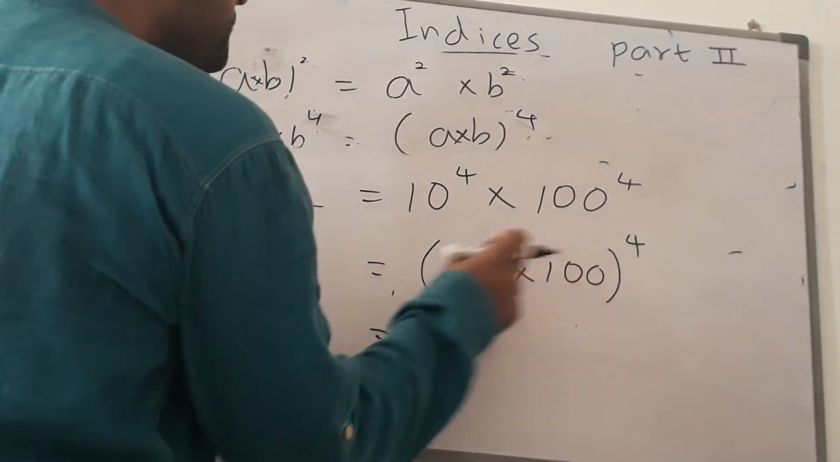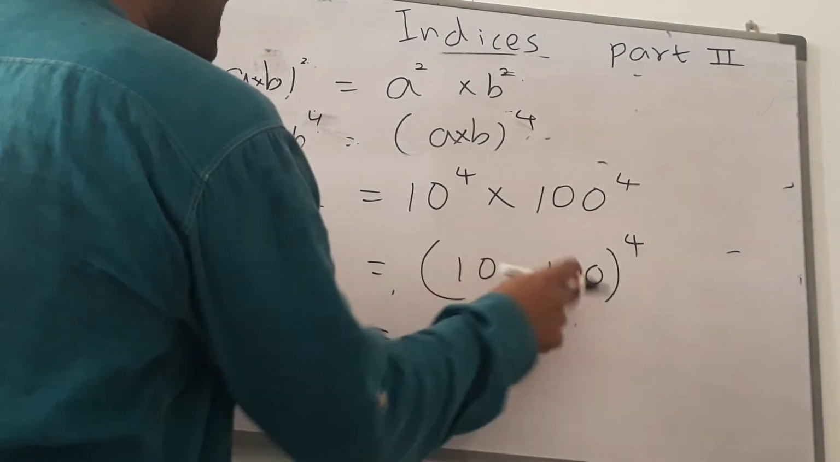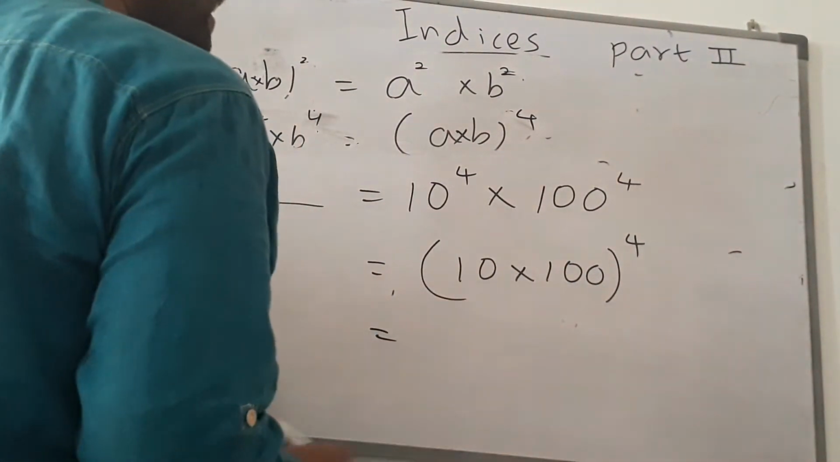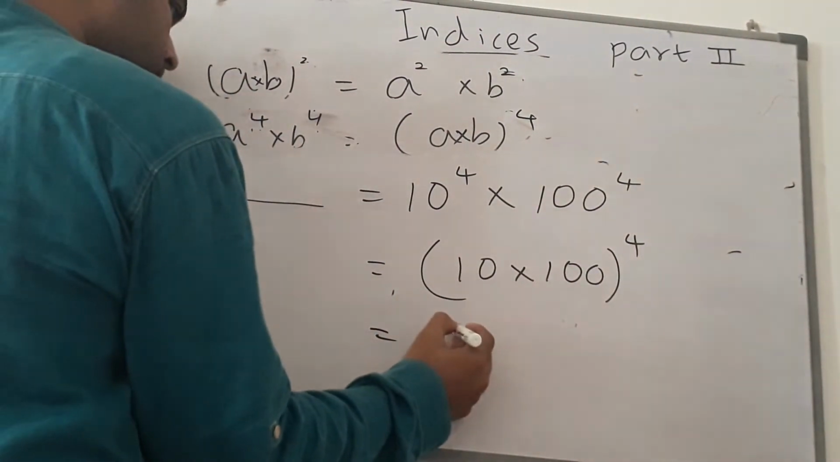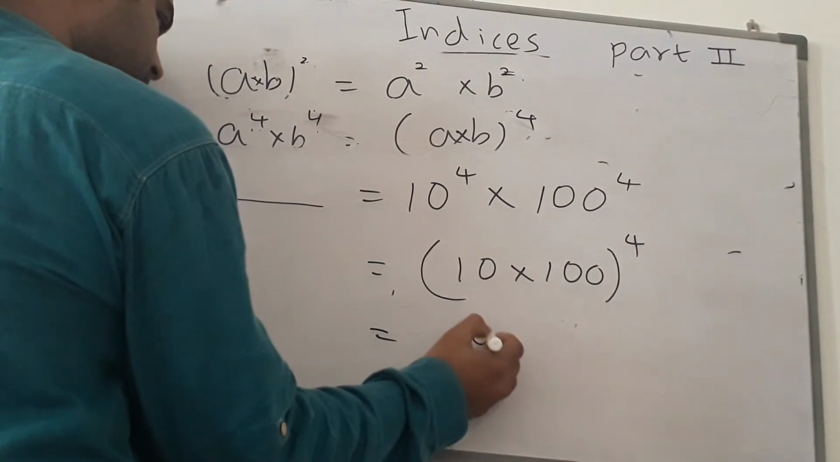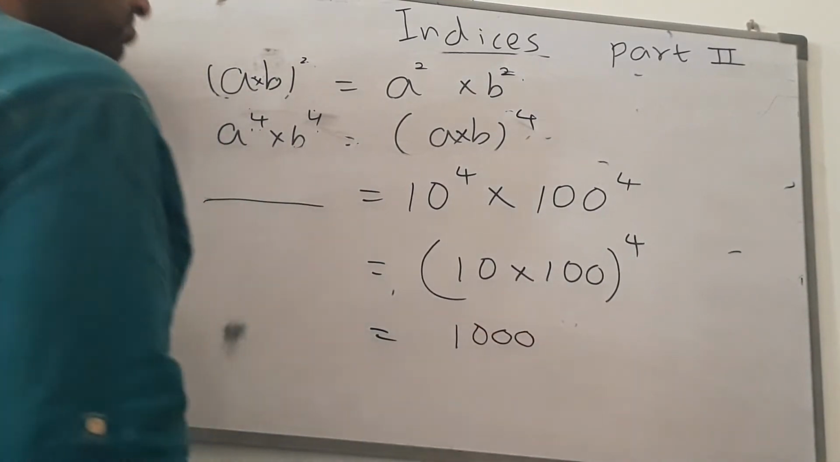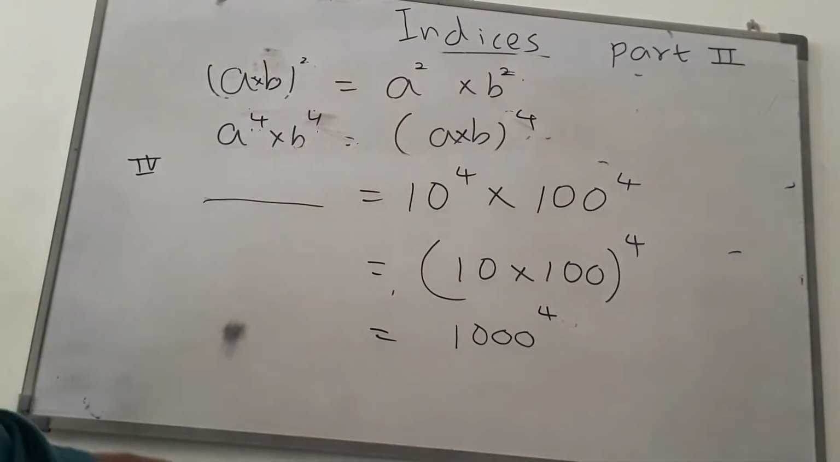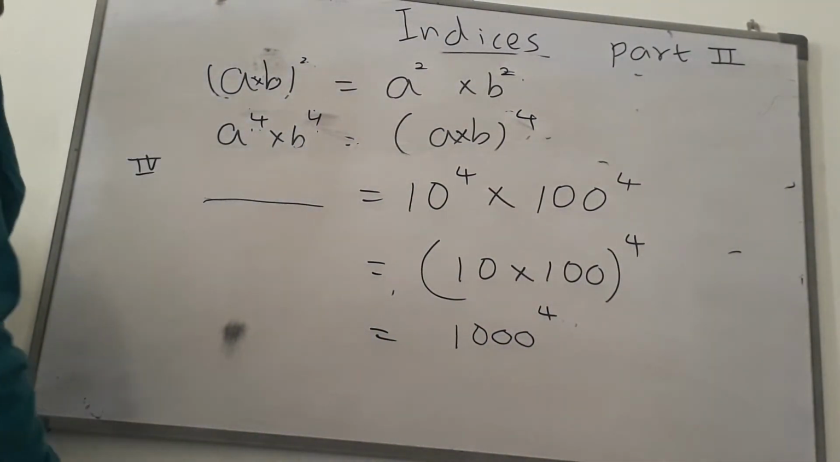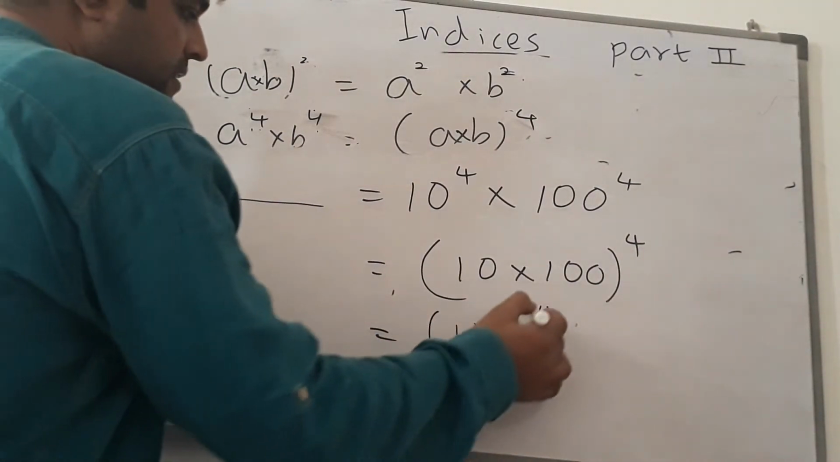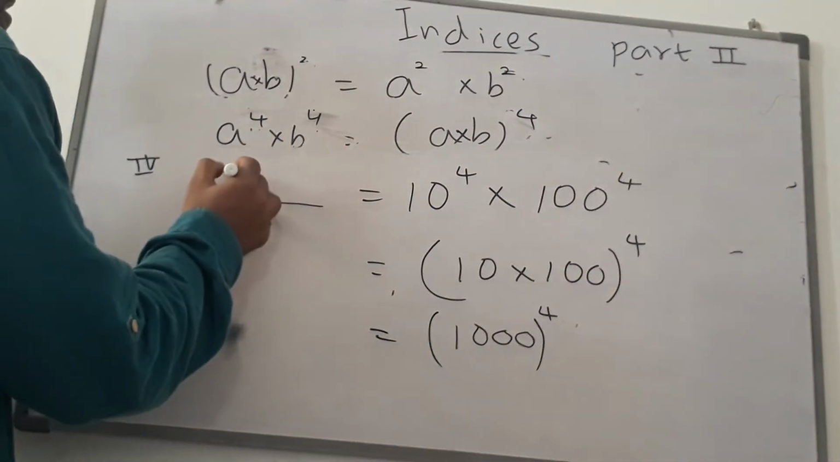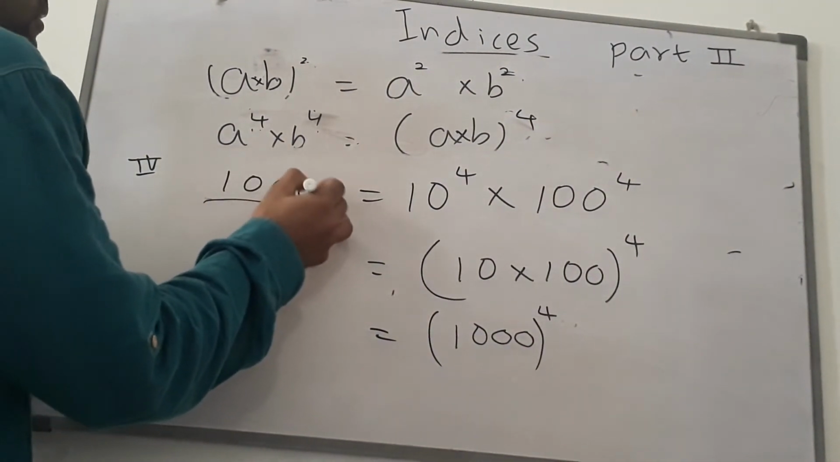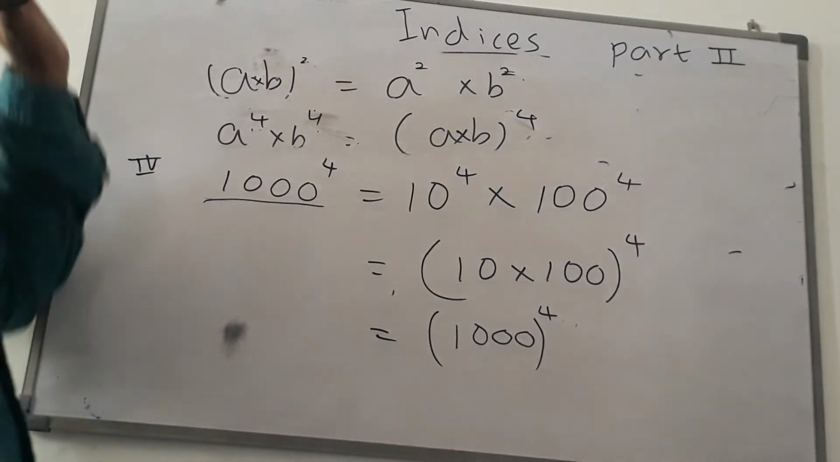Now we can find the value here. 10 times 100 means what? 1000. And this is 1000 to the power 4. Okay, 10 times 100 means 1000. So altogether it is 1000 to the power 4. So here the answer is 1000 to the power 4.